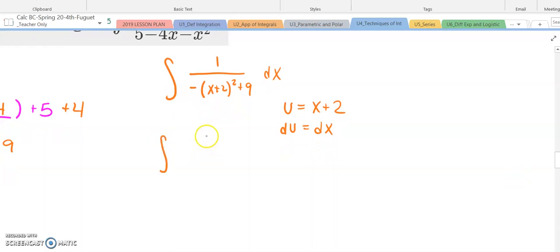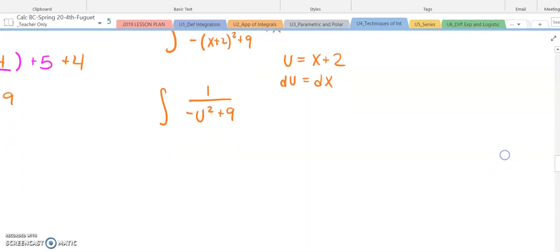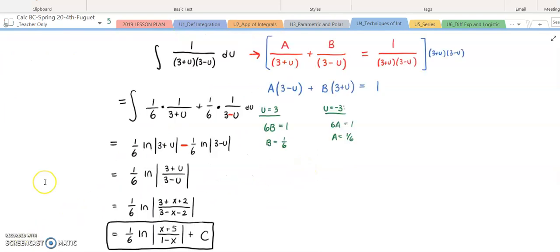So when I do this, I'm actually going to be able to write it in this form, negative u squared plus 9. And as you may be able to recognize here, that's actually going to be a difference of squares. So I can write this as, I'm going to flip the order, 3 plus u, 3 minus u. And what we can do here with this problem now is complete this using partial fraction decomposition. And that's exactly what I'm going to have you do at this point in the problem. So pause this, and as a review from the last lesson, go ahead and complete this integral using partial fraction decomposition.